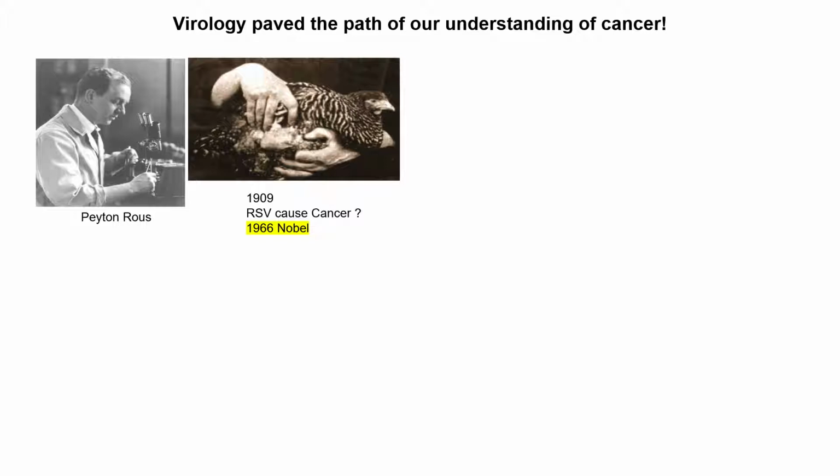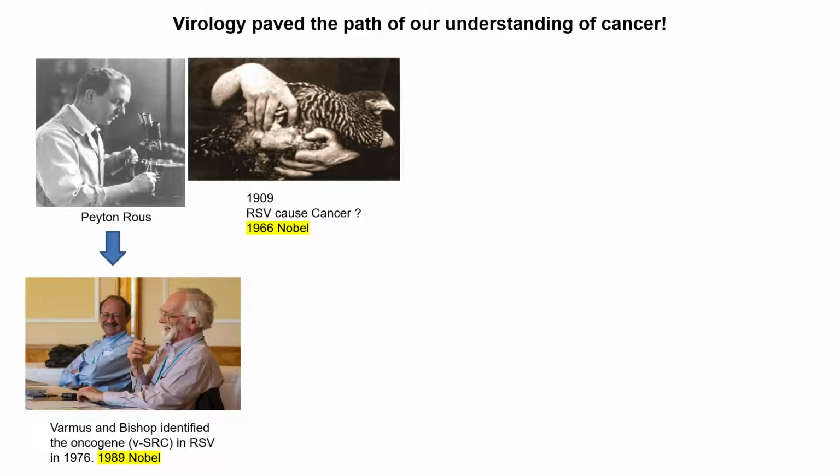It's a very interesting thing. At that time, when he told the scientific community, nobody believed him. This is the Rous sarcoma, 1910, and nobody believed that a virus can cause cancer. It took 50 years for the scientific community to understand the implication, and he received the Nobel Prize for the discovery in 1966. After that, Harold Varmus and Bishop identified the first oncogene, and this is a viral Src.